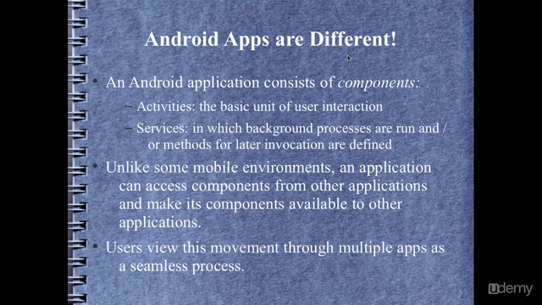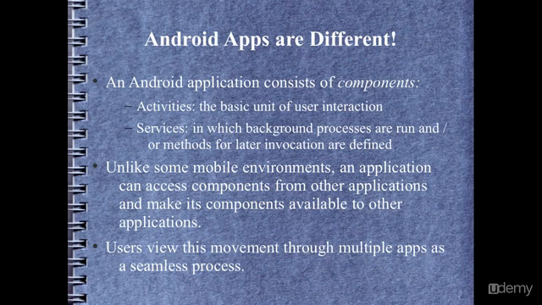Android apps, first and foremost, are different than other mobile systems. An Android application, like other mobile device systems, consists of components. There are two basic types of components: the activity and the service. Activities are user activities, the basic unit of user interaction as they're defined by Android itself. Activities are the places where you see the user interface, you have the controls, and the user actually interacts with your application. And then there are services.